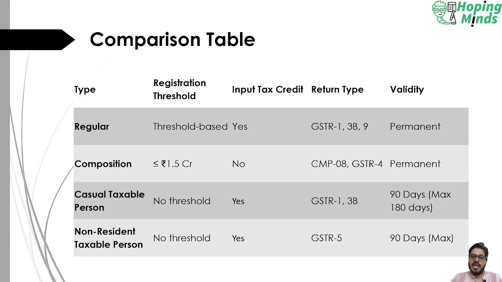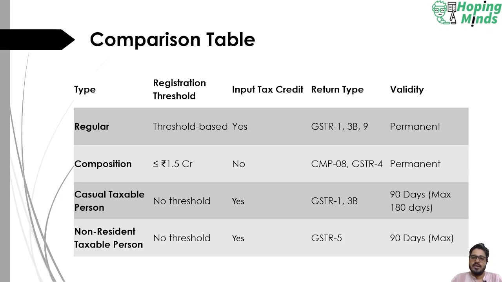Next comes the casual taxable person. There is no threshold limit for a casual taxable person. Input tax credit availability: yes, input tax credit is available to a casual taxable person. Return types: GSTR 1 and GSTR 3B are to be filed. Validity of registration: registration is valid for a period of 90 days, which can further be extended for another 90 days.